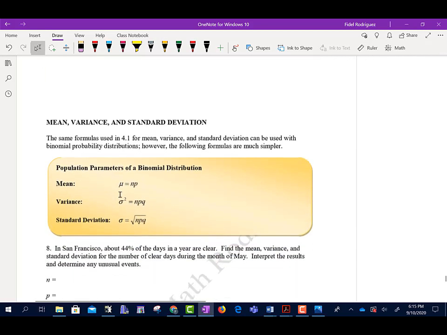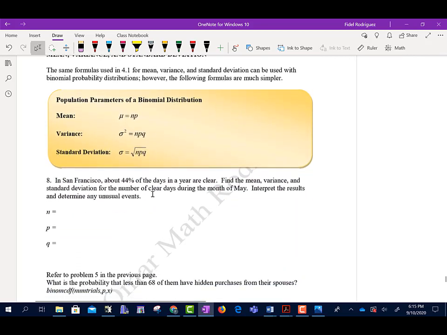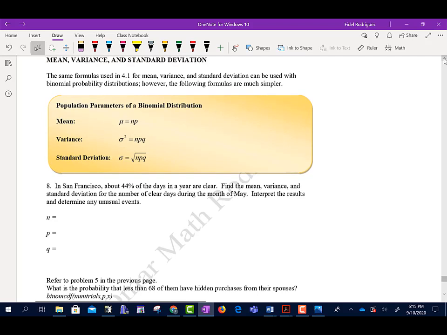Now let's scroll back down, and we have something here dealing with mean, variance and standard deviation. It says the same formula used in 4.1 for mean, variance and standard deviation can be used with binomial probability distributions. However, the following formulas are much simpler. So the mean is going to be equal to n times p, the variance is going to be n times p times q, and my standard deviation will be the square root of that.